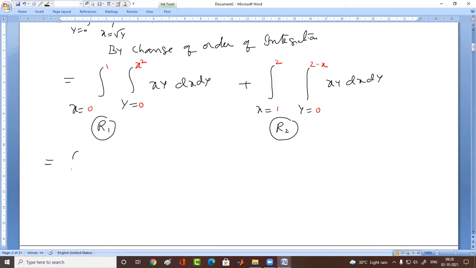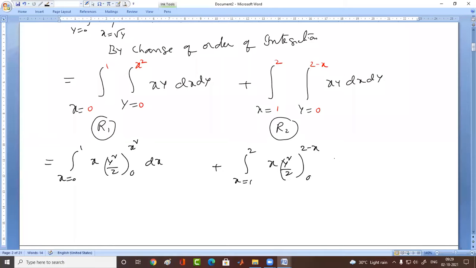Okay. Now integrate over the region R1 and also over the region R2 separately. For R1, x is 0 to 1. Now integrate with respect to y. x is constant, y squared by 2, from 0 to x squared, dx. Here, for x from 1 to 2, the integrand is the same, y squared by 2, from 0 to 2 minus x, dx.